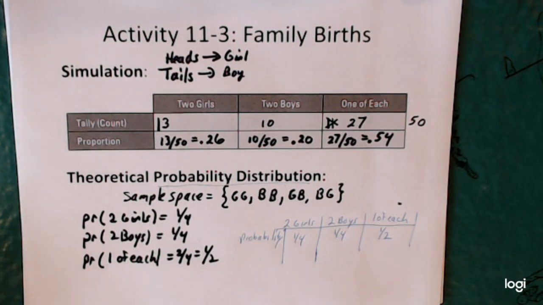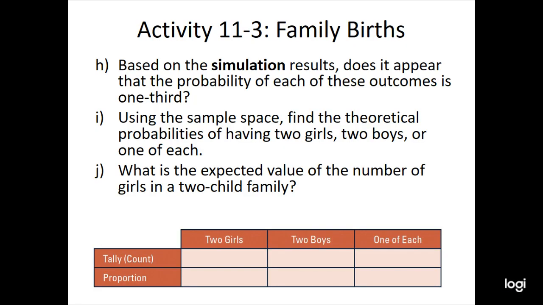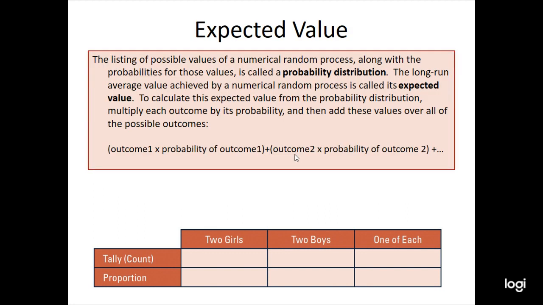I want to go back to the problem. And we've answered most of the questions from the activity, but there's one more. It asks, what is the expected value of the number of girls in a 2-child family? Okay, and remember how we calculate expected values, right? We've got a rule for that, or an idea. If you want to calculate the expected value for a numerical process, what you can do is you multiply the value of an outcome in the process by the probability of that outcome occurring. And you do that for each of your outcomes and you add them up. Okay? So we've got to do that in this case.